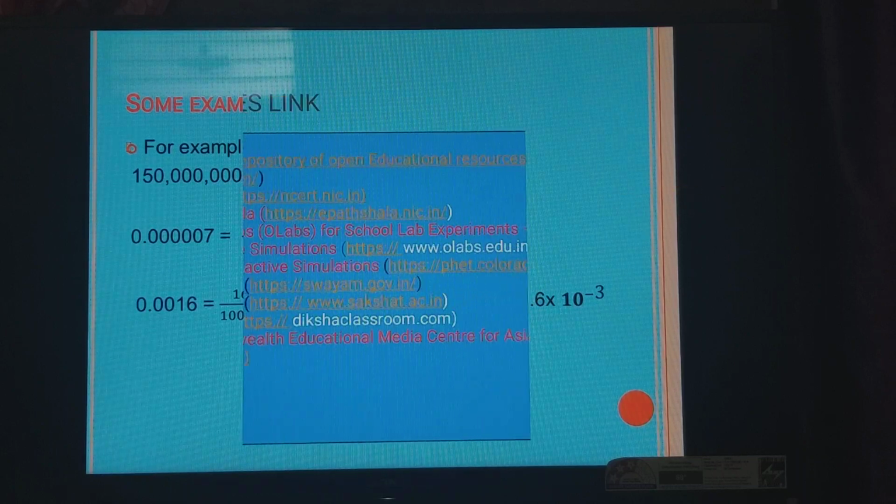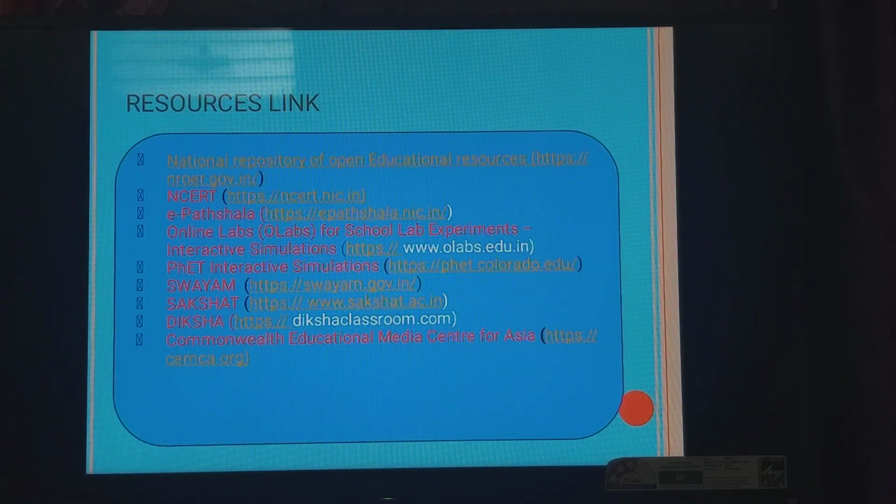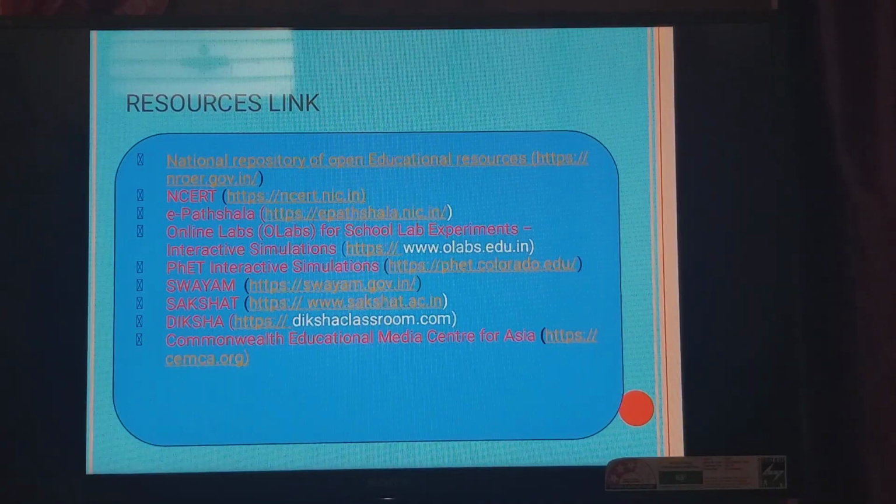Now we are at the end of our topic and this chapter. There are some resources available at the end of this chapter. You may consult them and benefit from them.